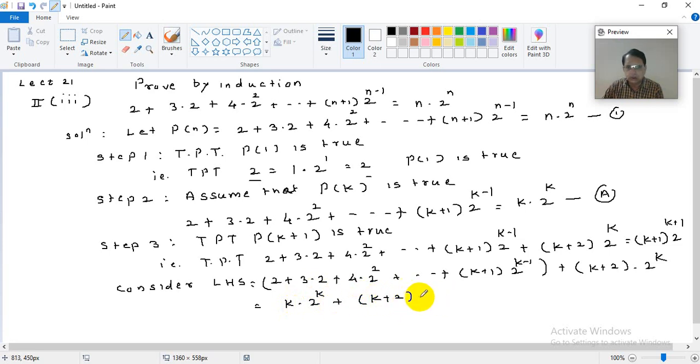So now your LHS is equal to k into 2 raised to k plus k plus 2 into 2 raised to k. This will be k into 2 raised to k, and I have to prove it as k plus 2 into 2 raised to k, correct? This is right. So plus k plus 2 into 2 raised to k. Okay, so now you can take 2 raised to k common from these terms. When you take 2 raised to k common, what you get? 2 raised to k into bracket, this is k and this is k plus 2. So in all it will be 2k plus 2.